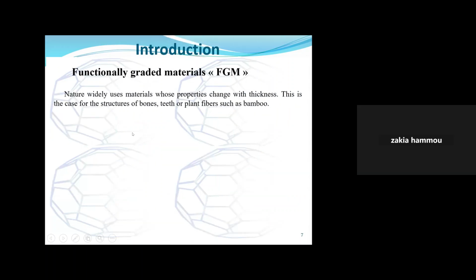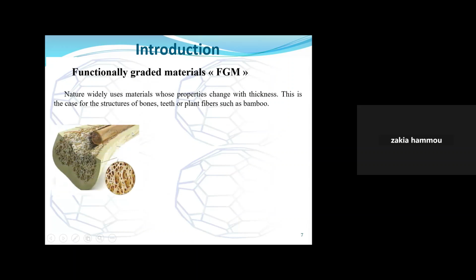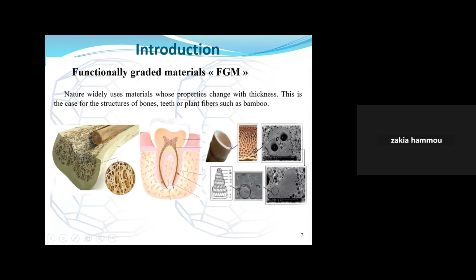The functional graded materials, FGM. Nature widely uses materials whose properties change with thickness. This is the case of the structures of bones, teeth, or plant fibers such as bamboo. As a result, a new class of composite materials was created in the late 1980s by a team of Japanese researchers.